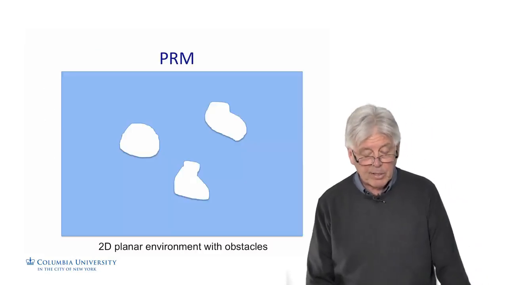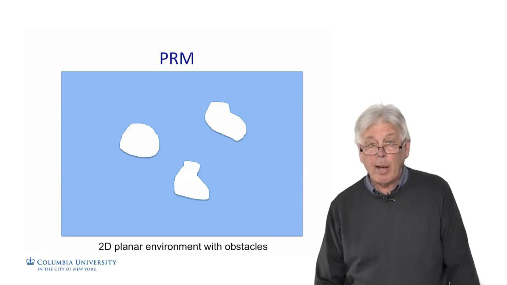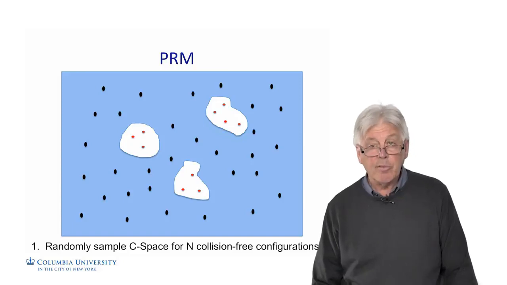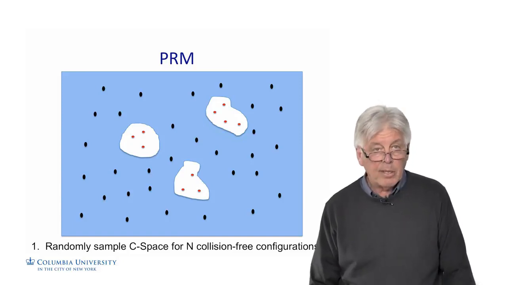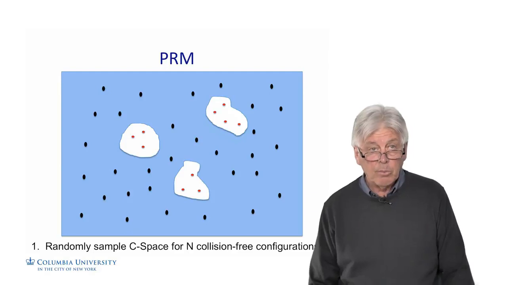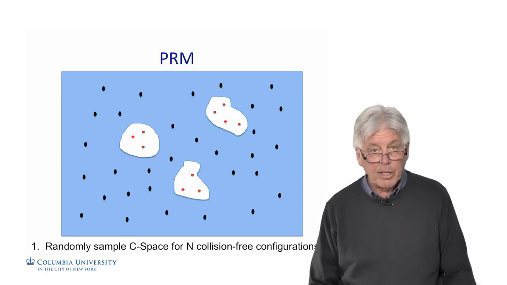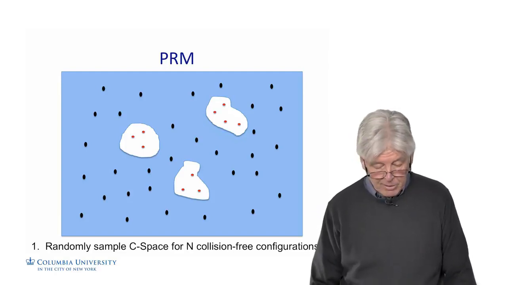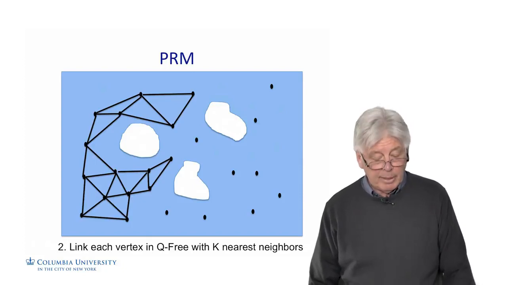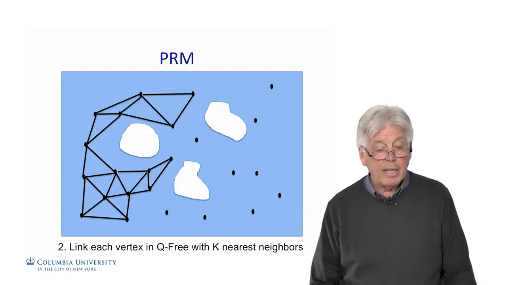So here's an example that we can see. We have a 2D planar environment with obstacles. Here we do a random sampling of the C space for n collision-free configurations. And you'll notice that some of these samples actually are in collision, in red inside of these white objects, which are the obstacles. And so we're going to reject those. So the first thing we'll do when we get a configuration, we check to see if it's in free space or it's not. And if it isn't, then we throw it away. So basically we're left with a bunch of collision-free nodes, okay? And then we try to link each of those vertices, these configurations in the free space, with their k nearest neighbors.